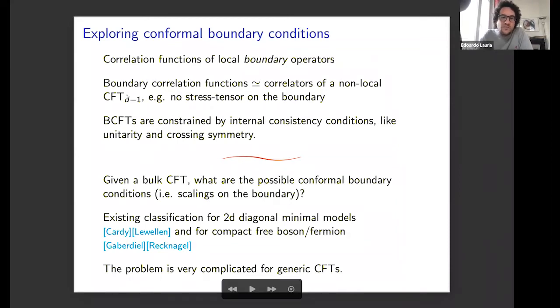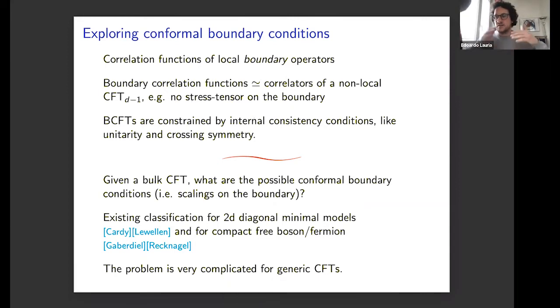Why non-local? What do I mean by non-local? I mean that this theory knows that it lives at the boundary of some higher dimensional space. And so in particular, there will be no conserved energy on the boundary. The only energy that is conserved includes the whole system, so bulk plus boundary. So in particular, for those of you that are experts on conformal field theories, there will be no boundary stress tensor. So in a sense, this theory is non-local.